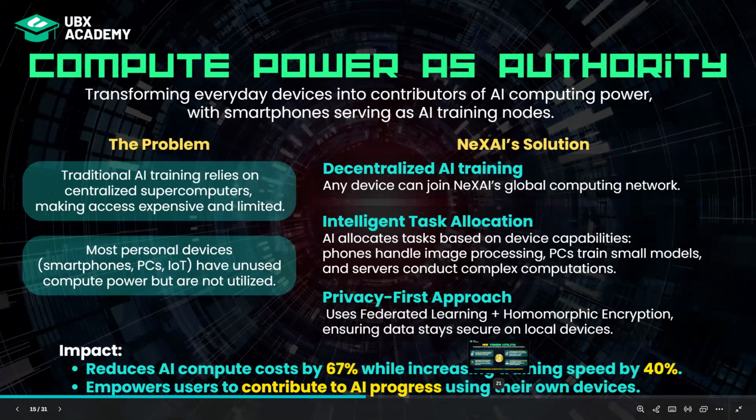It reduces the AI compute cost by 67% and increases the training speed by 40%. So it's good, right? With the latest model for AI blockchain, it actually reduces the compute cost by 67%. So it can enable us to reward more to all the users or community that contribute their compute power, and empower users to train AI using their own devices.